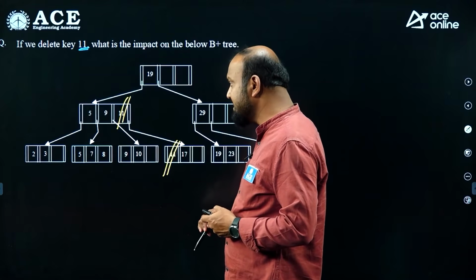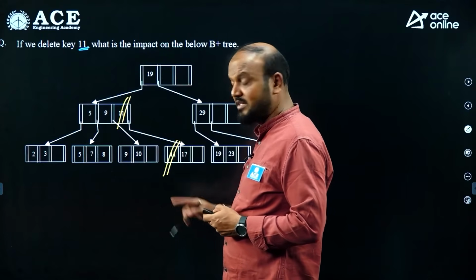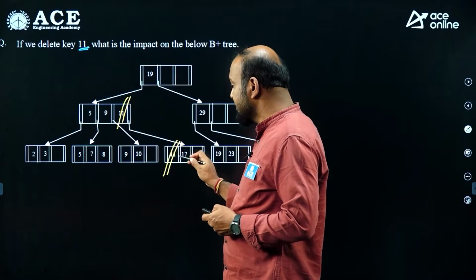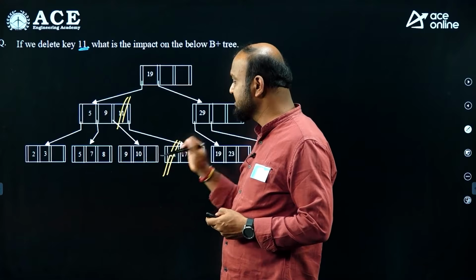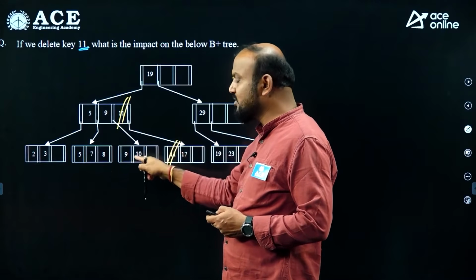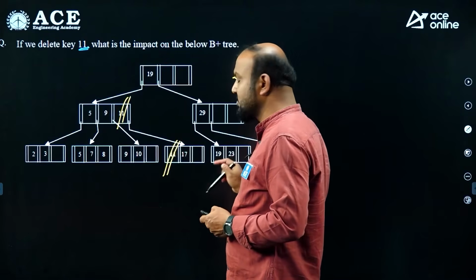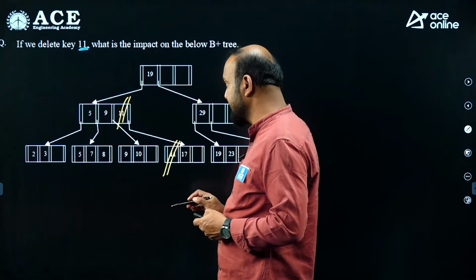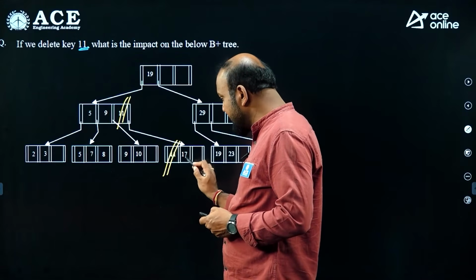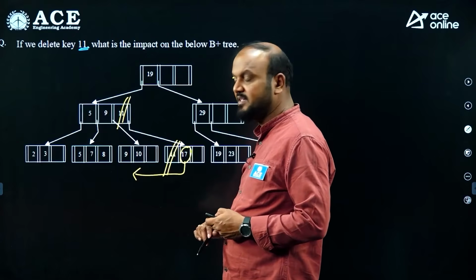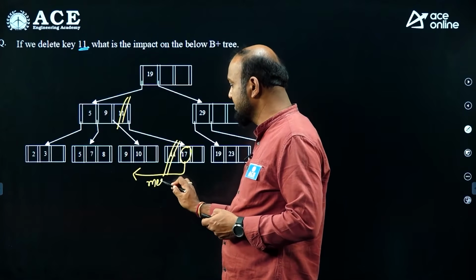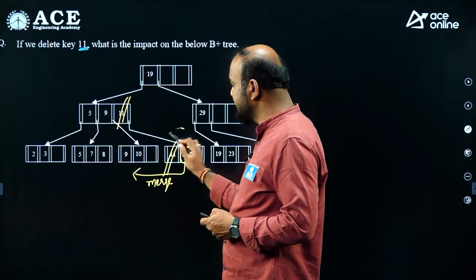If it is imbalanced, what can we do? We have to borrow keys from siblings. But siblings have only 2 keys. Here also only 2 keys. So no possibility. When there is no possibility, what can we do? This 17 you merge with this one. So you have to go with merge. If you merge it, this wing is deleted.